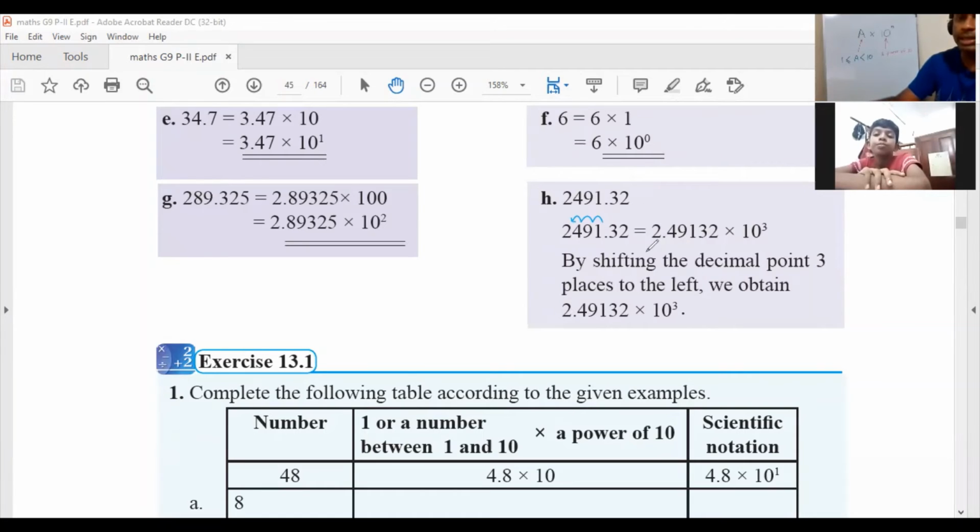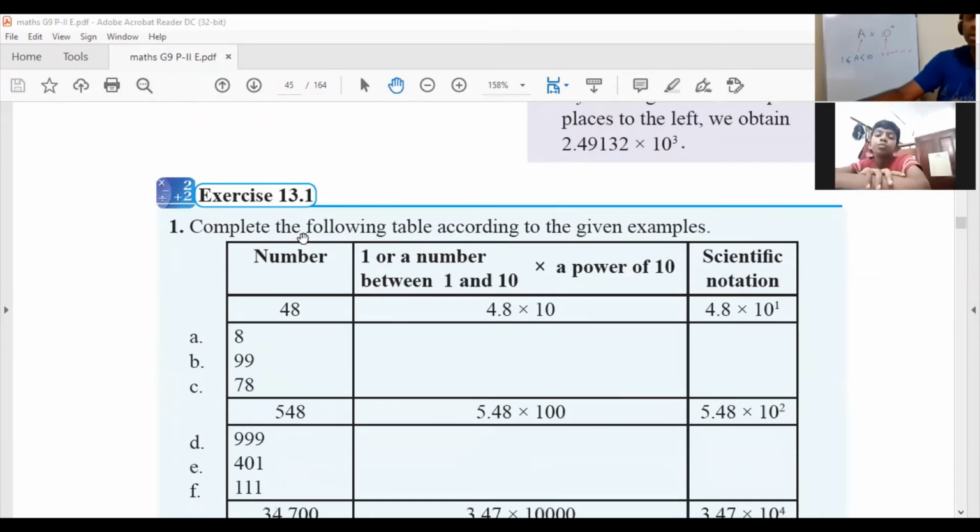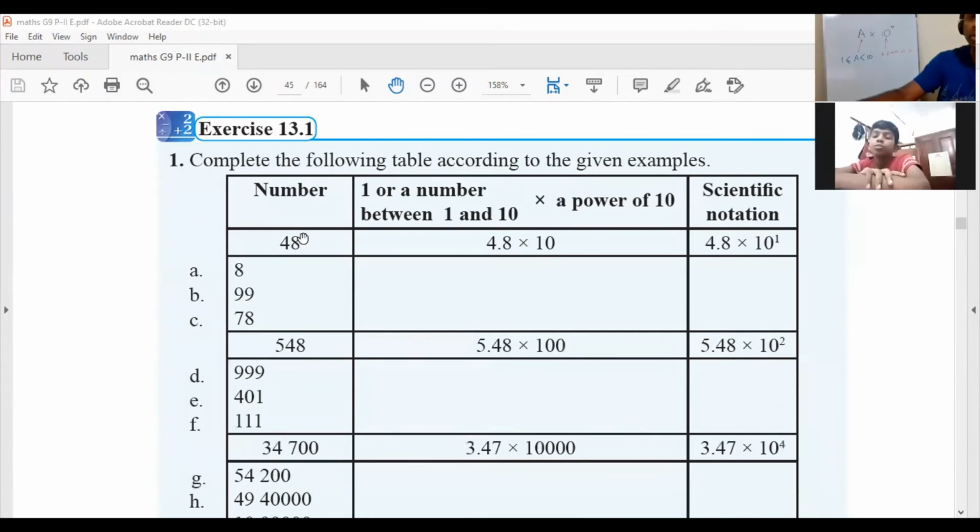4,291.32. That can be written as 2.49132 times 10 to the power 3. By shifting the decimal point 3 places to the left, we obtain this. Therefore, this should be 10 to the power 3. 2.49132 is a number between 1 and 10. Right. So, shall we move to this exercise number 13.1? Okay.